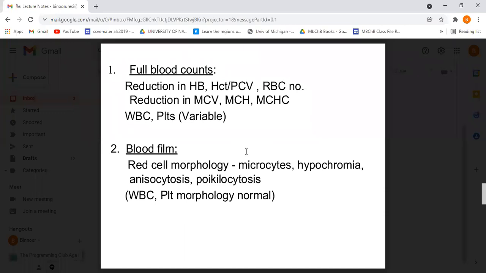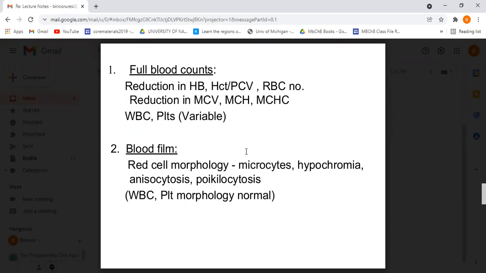The next level of test is what we call a peripheral blood film. A peripheral blood film is basically where we get the blood from the patient in an EDTA bottle, then we spread it on a slide, and then stain it. After we stain it, you look at it under the microscope. So we are actually looking at the morphology.